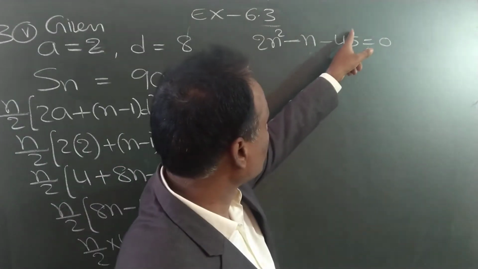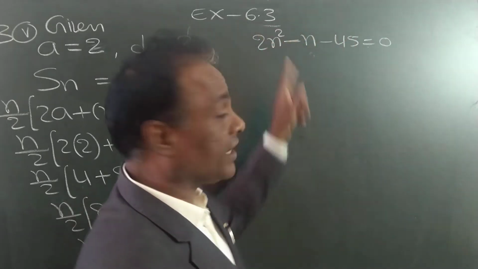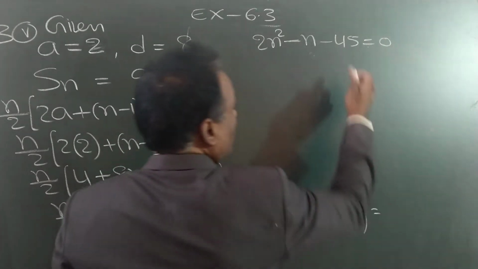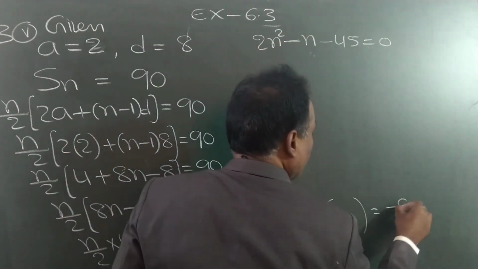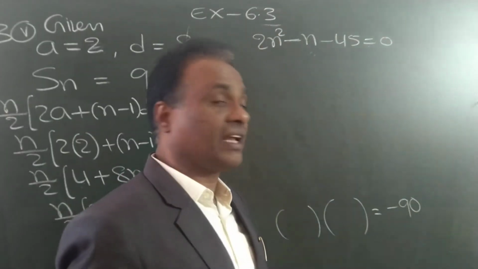First we have to multiply these two. 45 into 2, minus 45 into 2 is minus 90. See here. Minus 45 into 2 is minus 90.